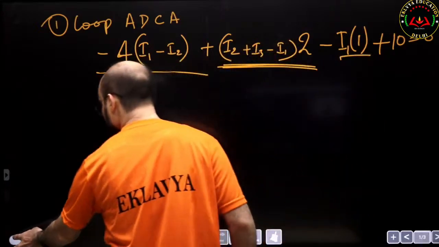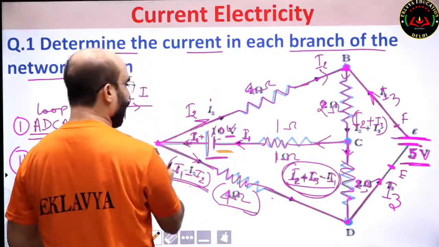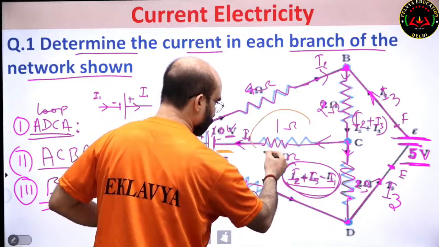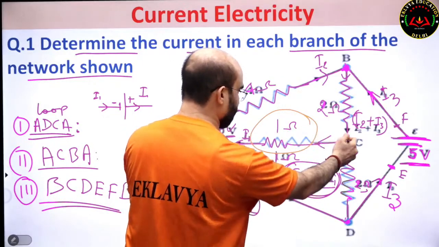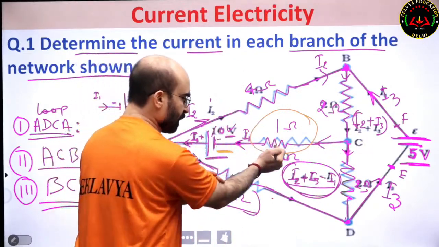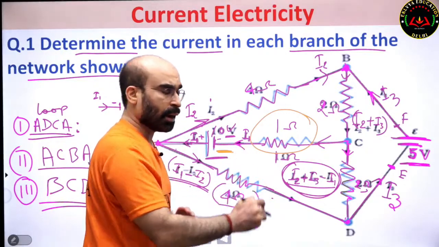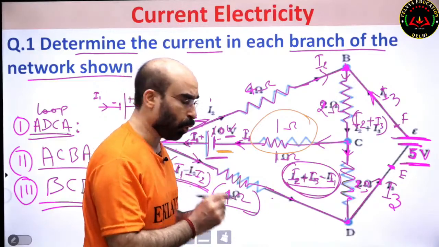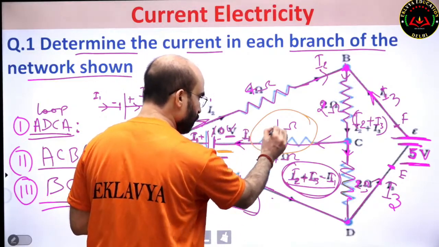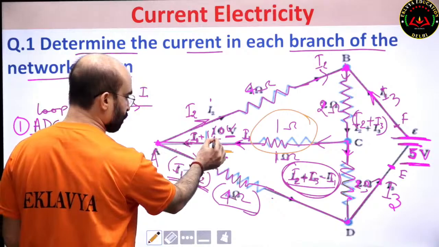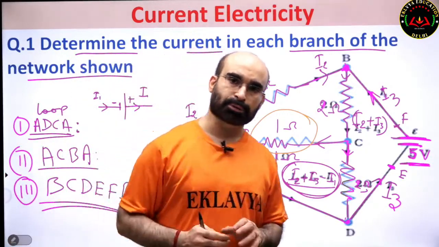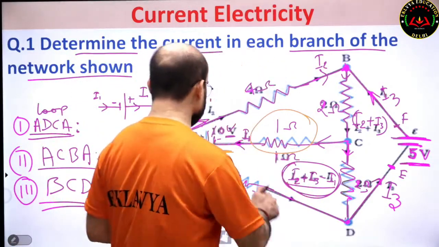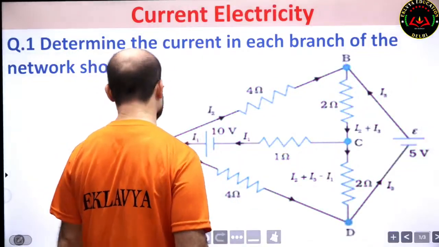Now from C to A, this is the current. We are traversing in the direction of current, so it is negative IR. Current is I1, resistor is of 1 ohm, so I1 into 1. Then the negative terminal of the cell comes first, so that would be positive EMF. The EMF value is 10 volts, so that's what we have taken.